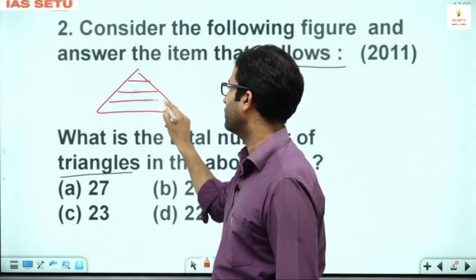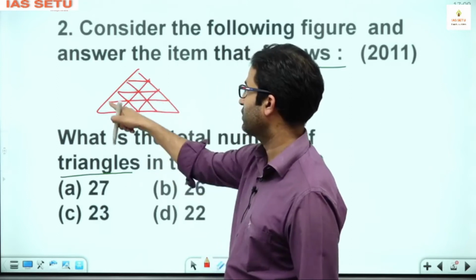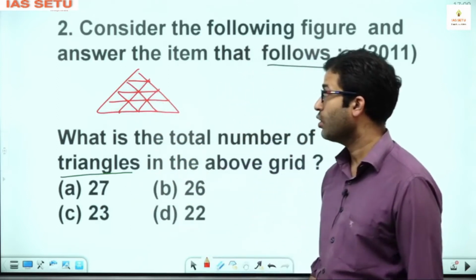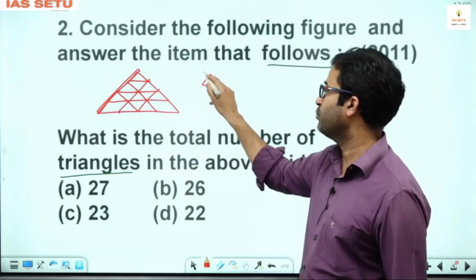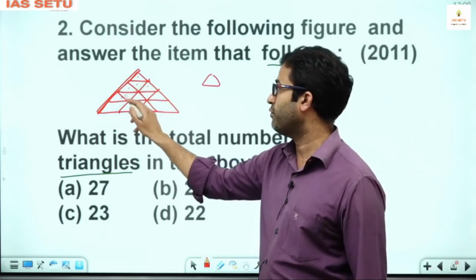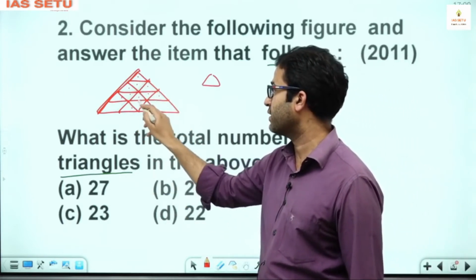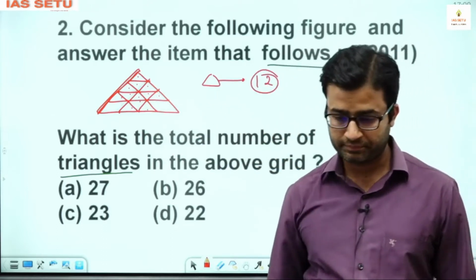In this figure, two lines are missing. This one and this one. So we have to do manual counting. We start with the smallest size triangle like this. So this is 1, 2, 3, 4, 5, 6, 7, 8, 9, 10, 11, 12. So smallest size triangle, we have 12.